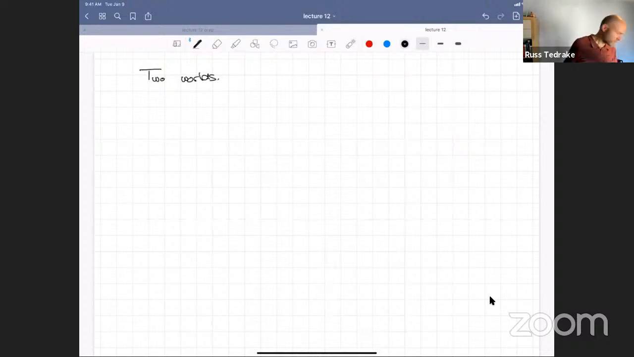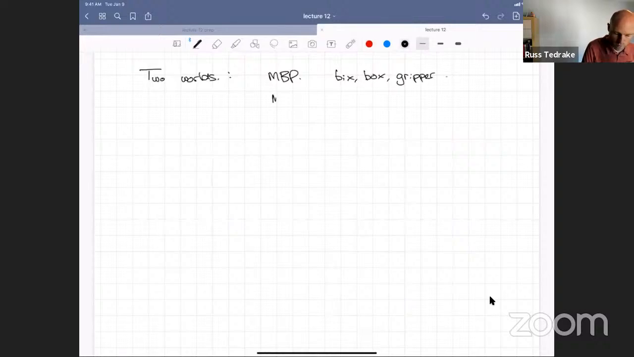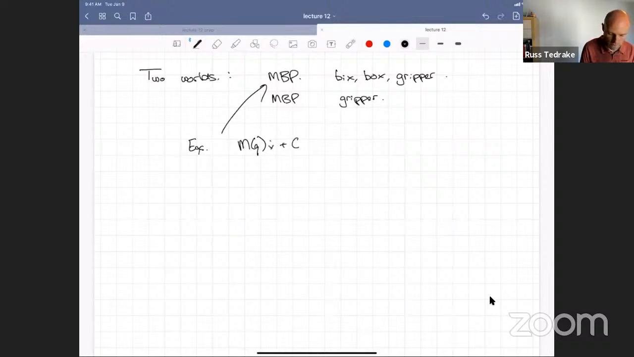I have one multi-body plant that has the bin, the box, and the gripper. I have a second one, which is just the robot's view of the world, which is just the gripper or the point finger. The equations of motion of the real world here are given by my manipulator equations, which I've talked a little about.